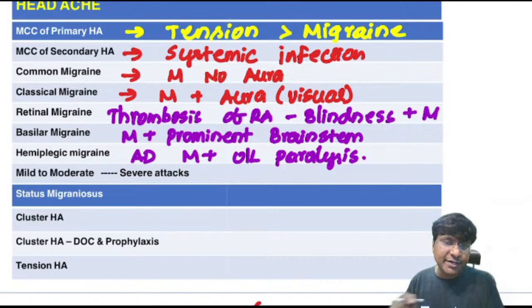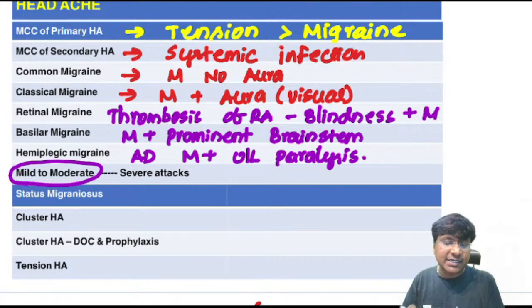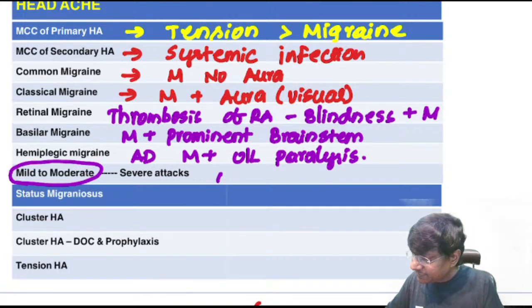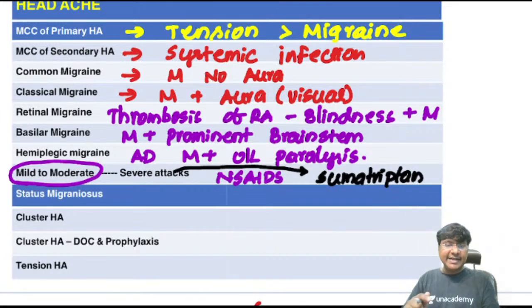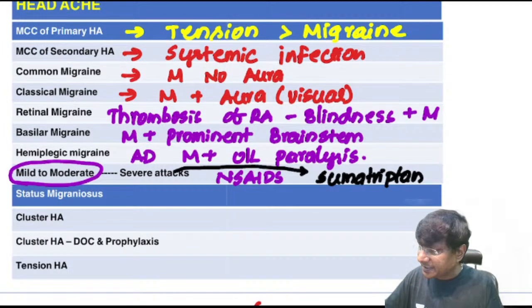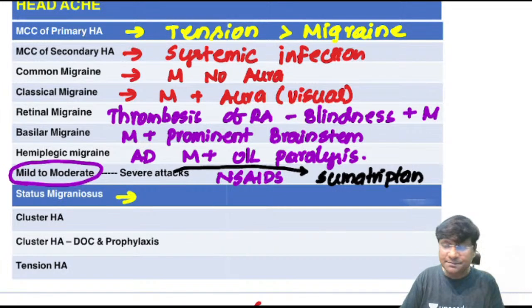Now you should know the treatment of migraine. If the patient is having mild to moderate attacks, then the drug that we give is NSAIDs. But if the patient is having severe acute attacks, then the drug of choice will be sumatriptan. At the same time, you should know the drug of choice for status migrainosus. Anyone of you, what is the drug of choice for status migrainosus?